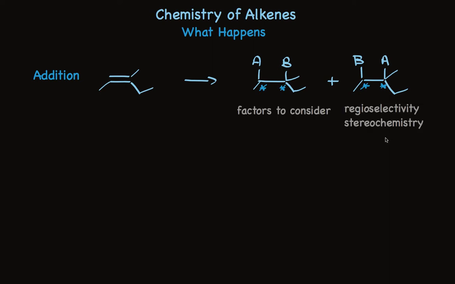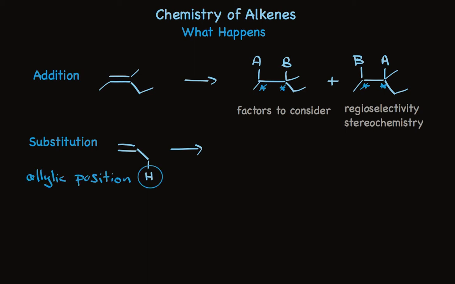So in these addition reactions, there are two factors we need to consider. Regioselectivity, the position of A and B, and stereochemistry, whether it's R or S at each center that we create. Beyond addition, substitution is possible at the allylic position. When the allylic position has a hydrogen attached to it, as I've shown here, there are conditions that replace that hydrogen with bromine.